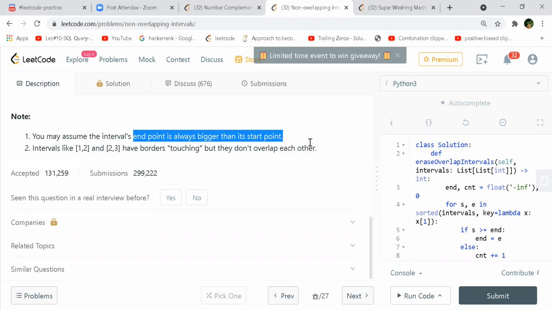Also, they have clarified that 1, 2 and 2, 3 are both not overlapping, even though the borders touch. That's a good question to ask, right?